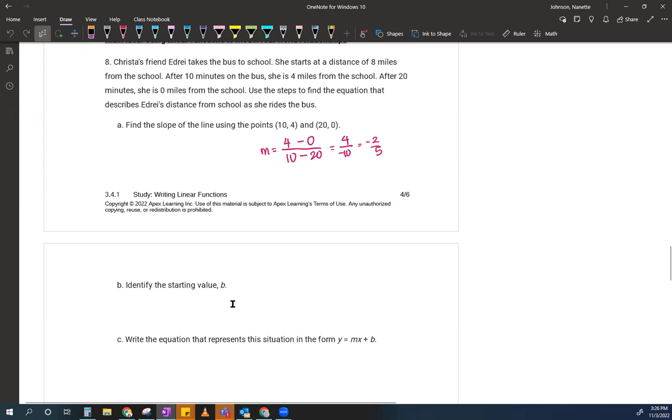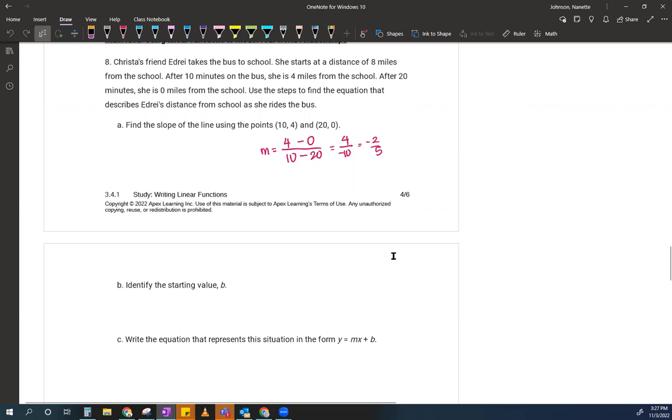And then now they want me to find my b. And again, you can find your b in any way that you want. So here, though, it says she's 0 miles from school. No, I don't want 0 miles. I want 0 minutes. But here it says she starts at a distance of 8 miles. Oh, so that's (0, 8). That's my b. So here I'd write 8. And then here I'm going to write my equation. y equals negative 2/5 x plus 8.